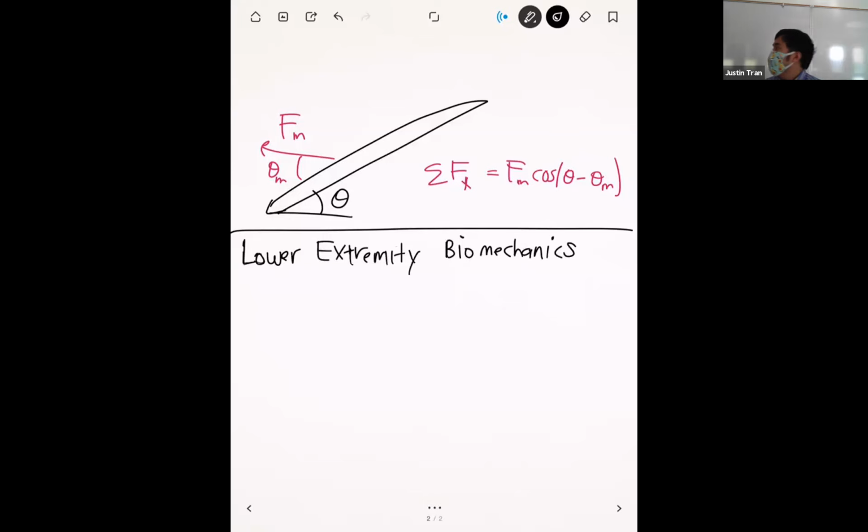Okay. And in particular, we are doing static analysis of the lower extremity. We were in the middle of an example where we were considering someone that's walking with a cane.